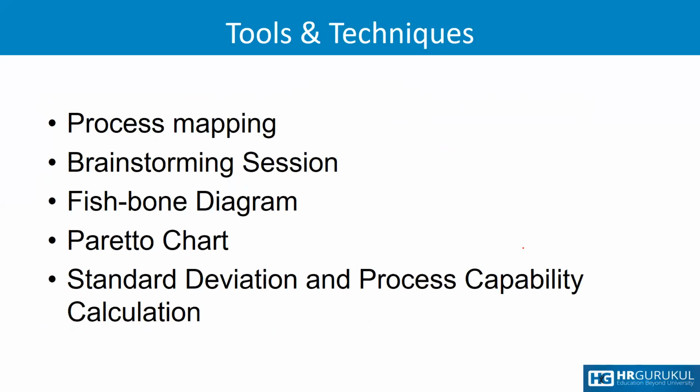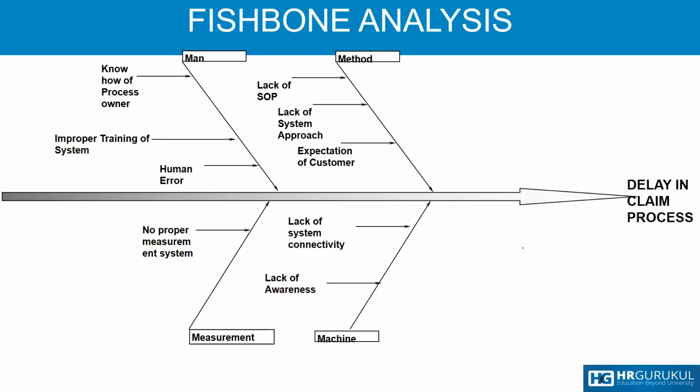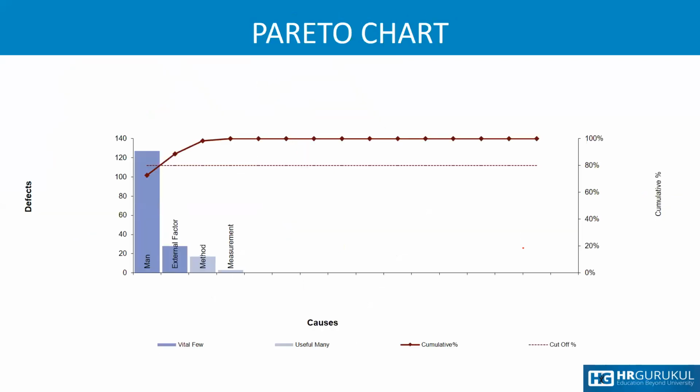So the tools and techniques which we used were process mapping, brainstorming, fishbone diagram, Pareto analysis, standard deviation, and process capability calculations. We started with a brainstorming session with our entire HR team, and then we came up with the fishbone analysis of why there is so much delay in the Mediclaim. We used machine, measurement, man, method. We found that improper training of the system was one of the major issues. When we plotted a Pareto chart, which is nothing but the 80-20 principle analysis, one reason was contributing almost 60-70%.